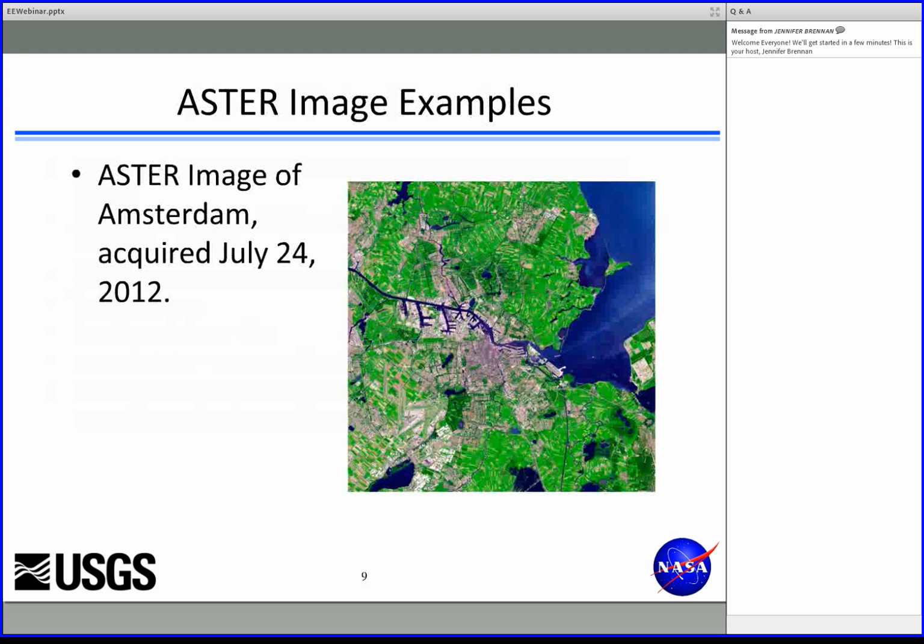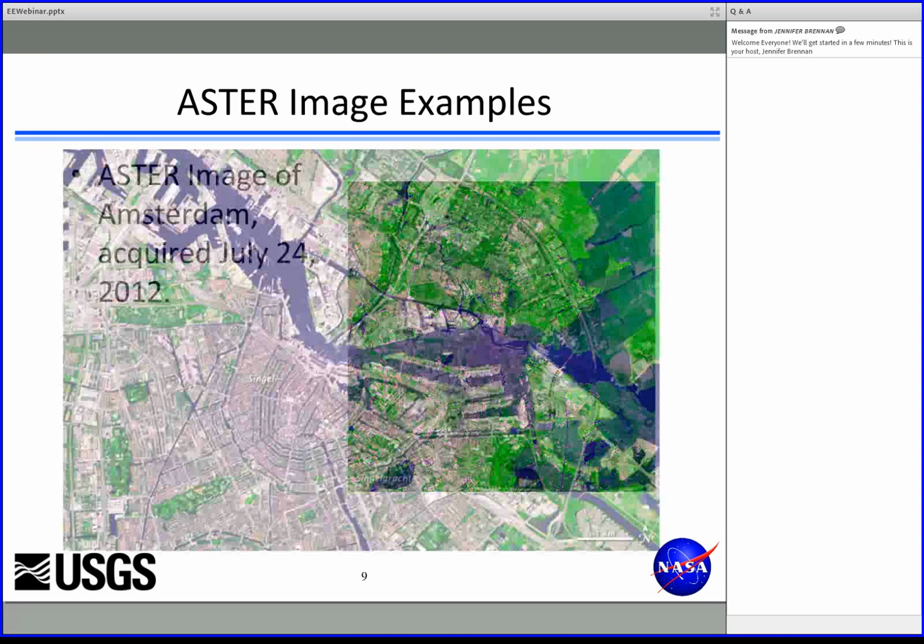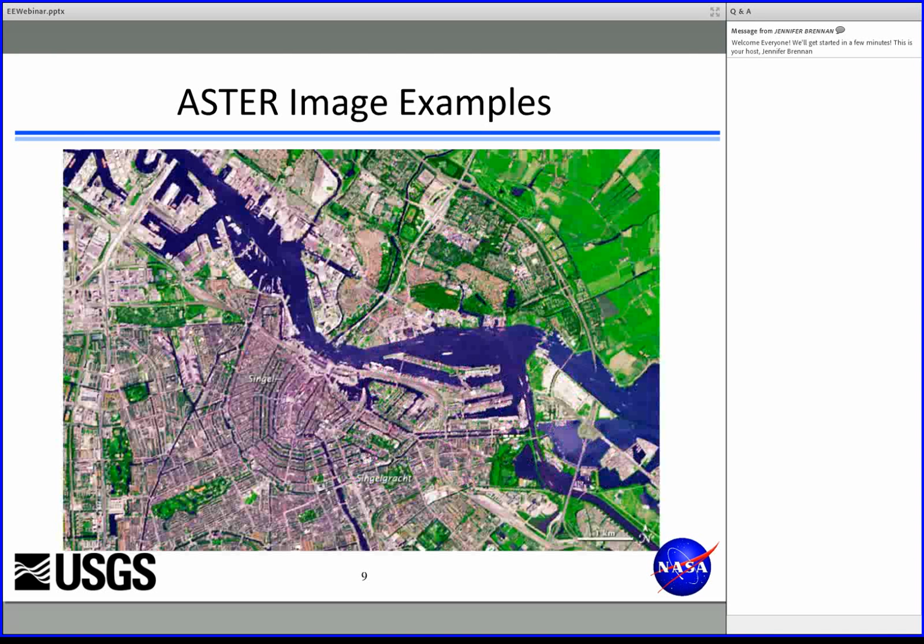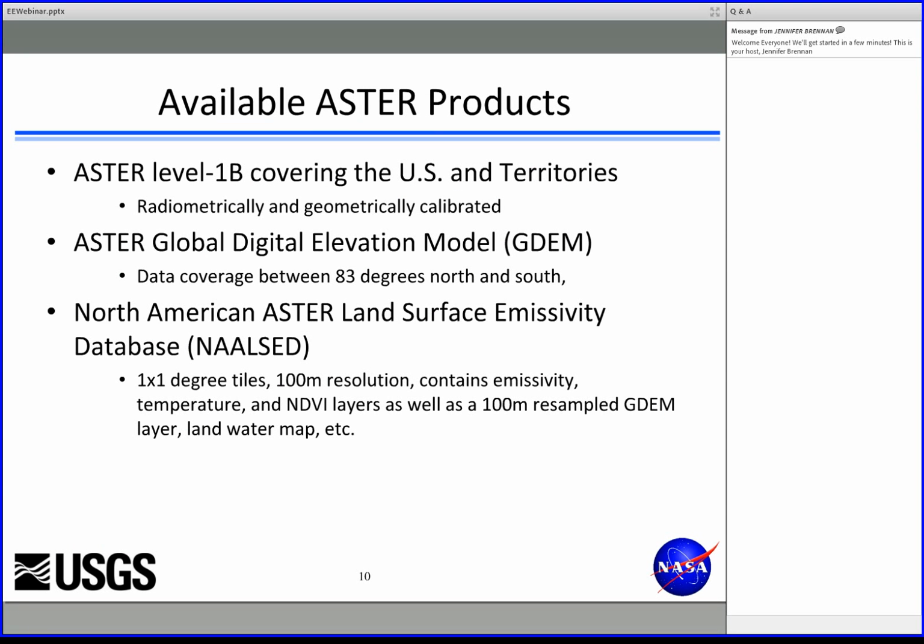So here's an example of an ASTER image. This one was collected over Amsterdam on July 24th, 2012. ASTER products that are available on EarthExplorer include the ASTER Level 1B that covers the United States and the territories, the ASTER Global Digital Elevation Model product, and the North American ASTER Land Surface Emissivity Database, or NALSED.